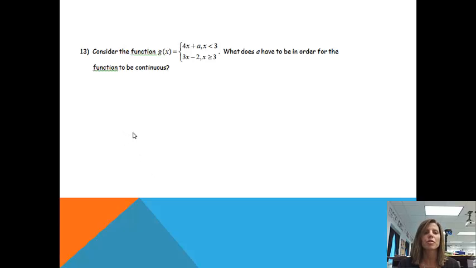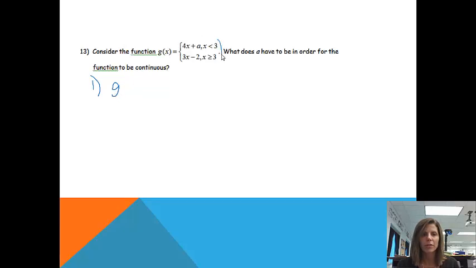All right, one last problem. Consider the function g of x is equal to another piecewise function. What does a have to be in order for the function to be continuous? If you remember back to our conditions for being continuous, the first one was that f of whatever has to exist, and actually we'll use g this time.